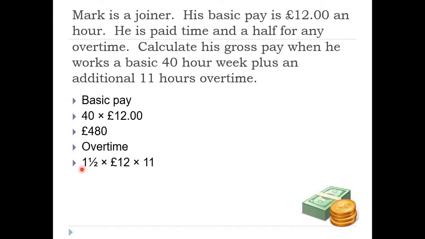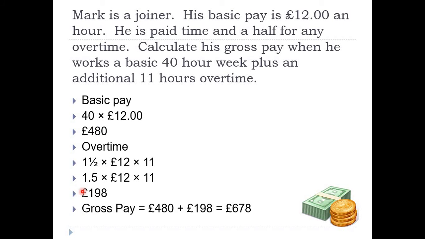So his time and a half multiplied by 12 multiplied by 11. So that's 1.5 times 12 times 11, which is £198. So on top of his basic pay, he makes £198 in overtime. So his gross pay is 480 plus 198, which gives him £678. And that's what he gets paid for being a joiner.